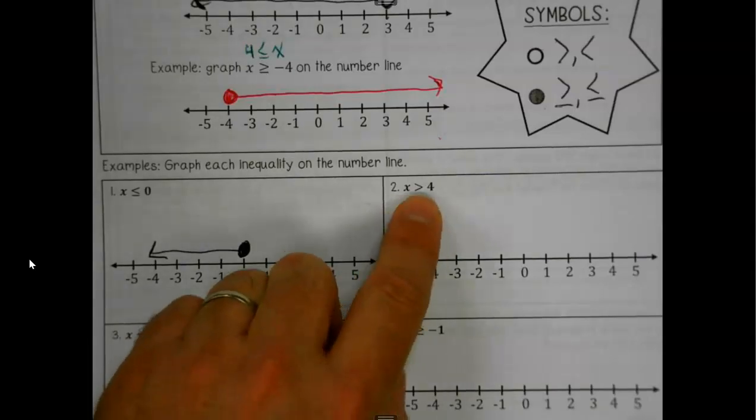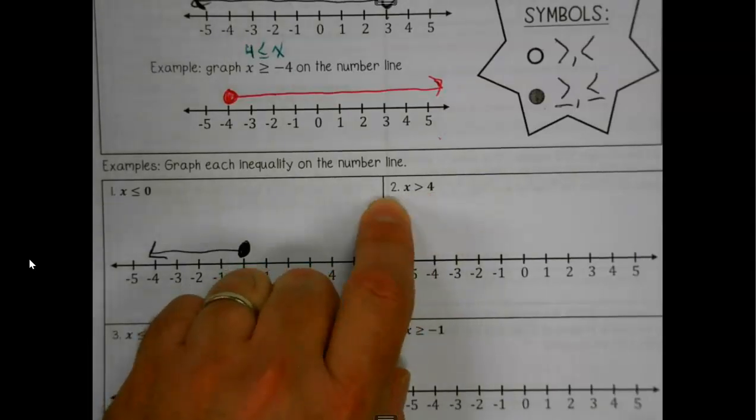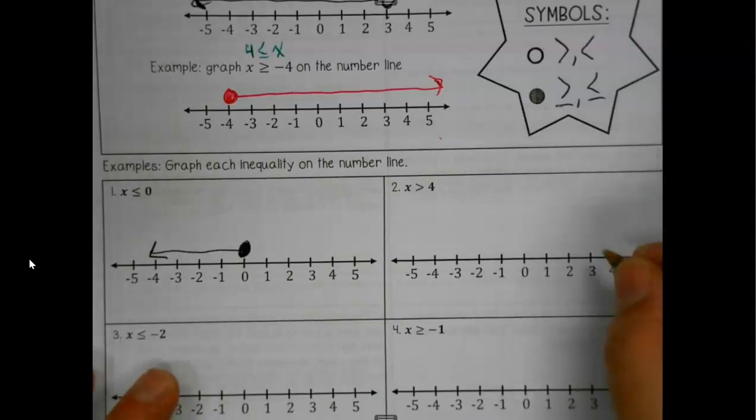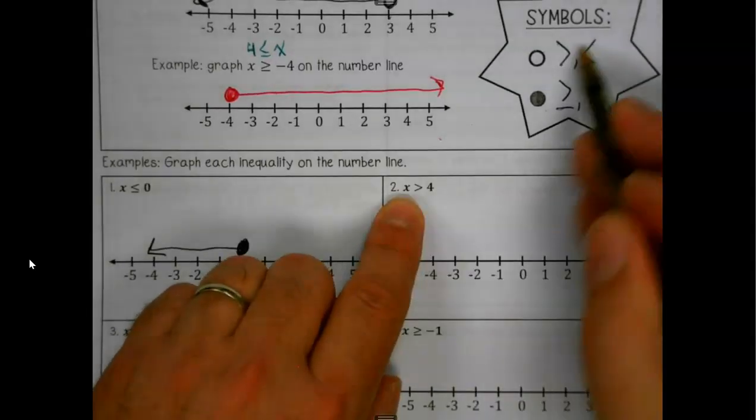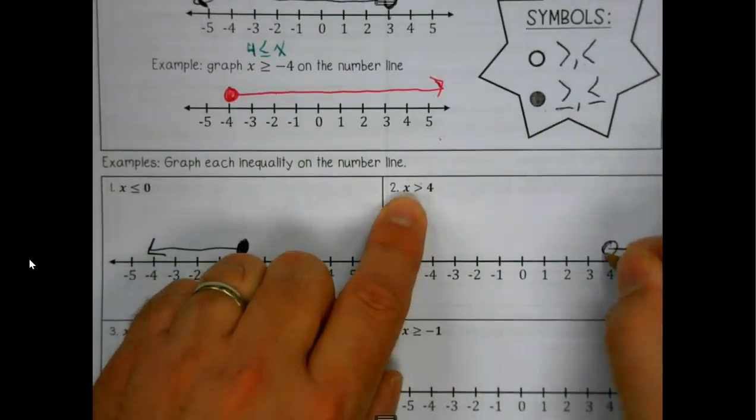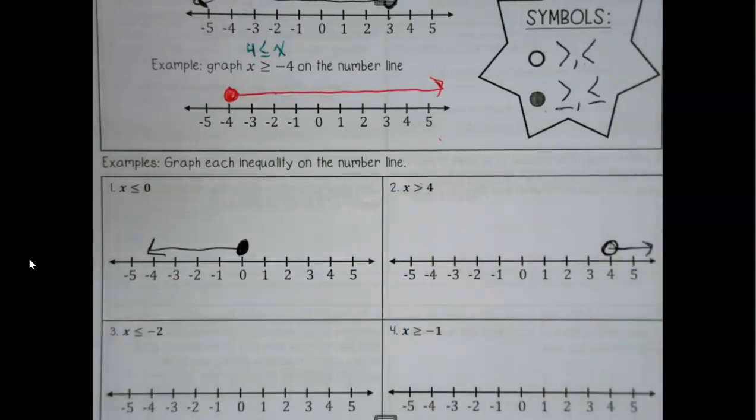Or x is greater than 4. Again, the arrow's eating x, which makes it greater. Not much to put an arrow on there. And again, we're just greater than, so we go open circle.